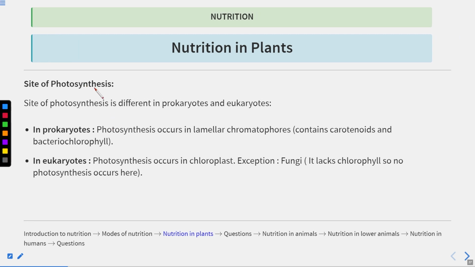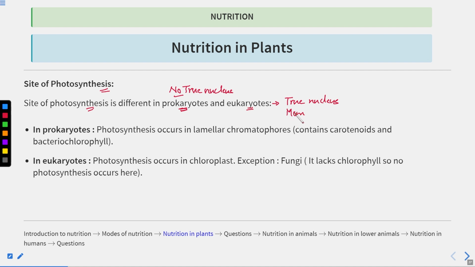Now let's talk about the site of photosynthesis. Where does photosynthesis take place? The site of photosynthesis is different in prokaryotes and eukaryotes. Prokaryotes are primitive organisms, and they don't contain a true nucleus. Prokaryotes are primitive organisms. They have very simple forms. Eukaryotes are those organisms that contain a true nucleus, as well as membrane-bound organelles.